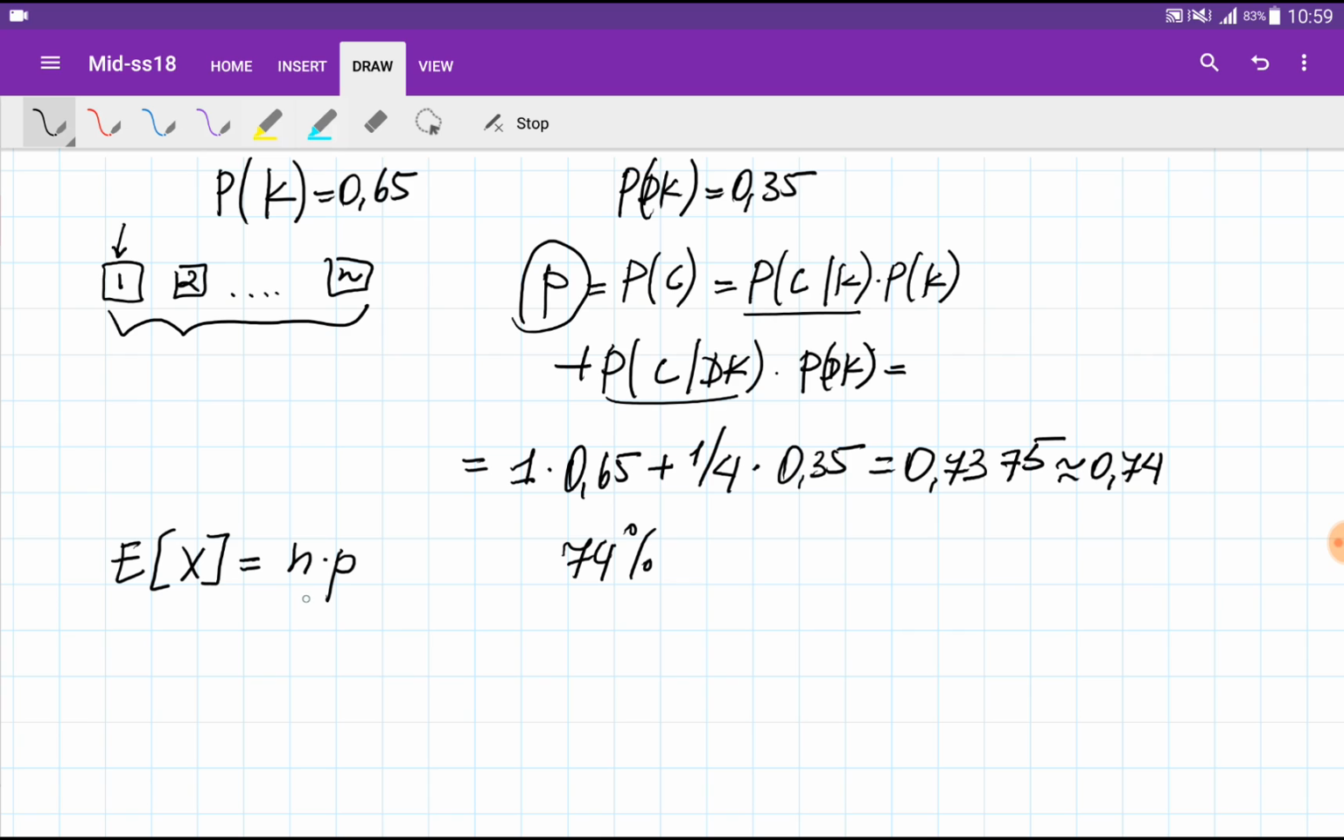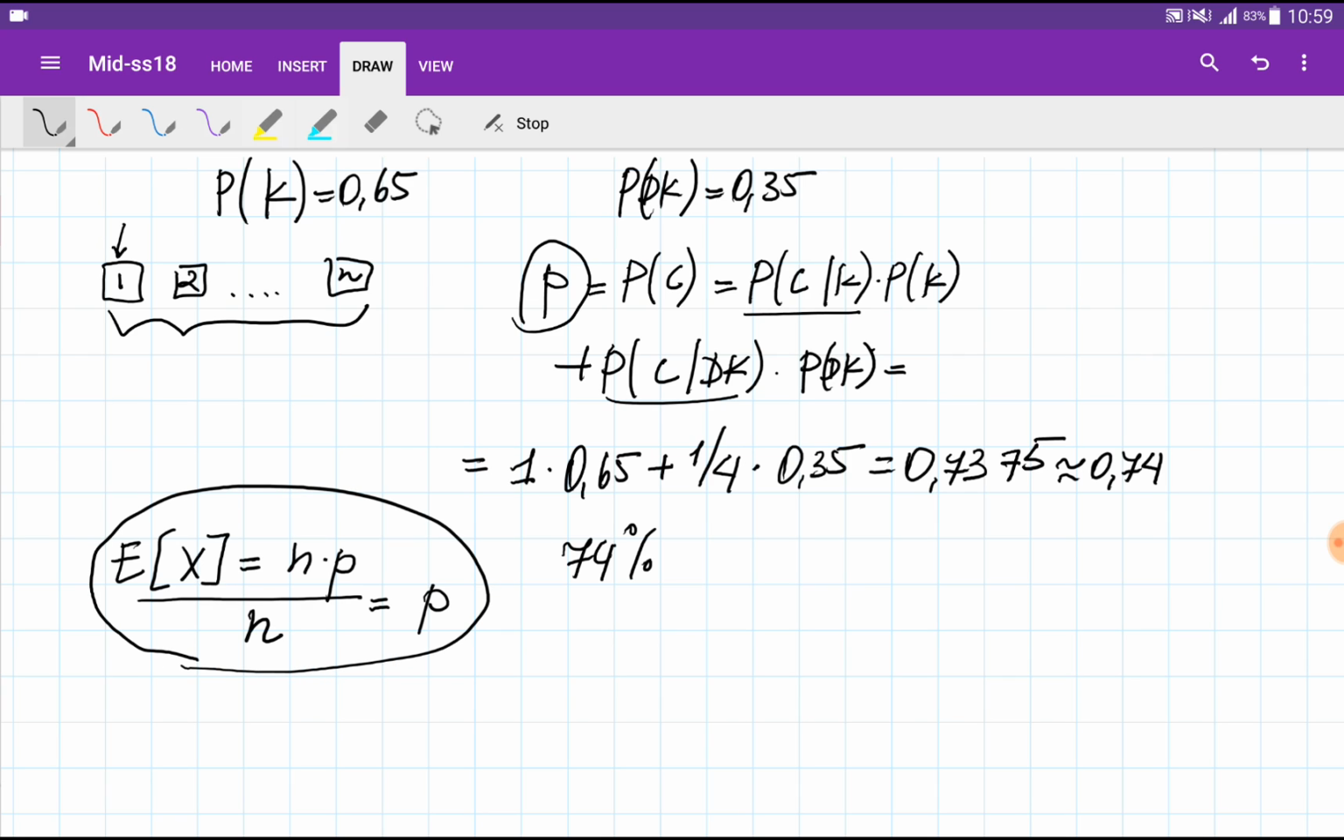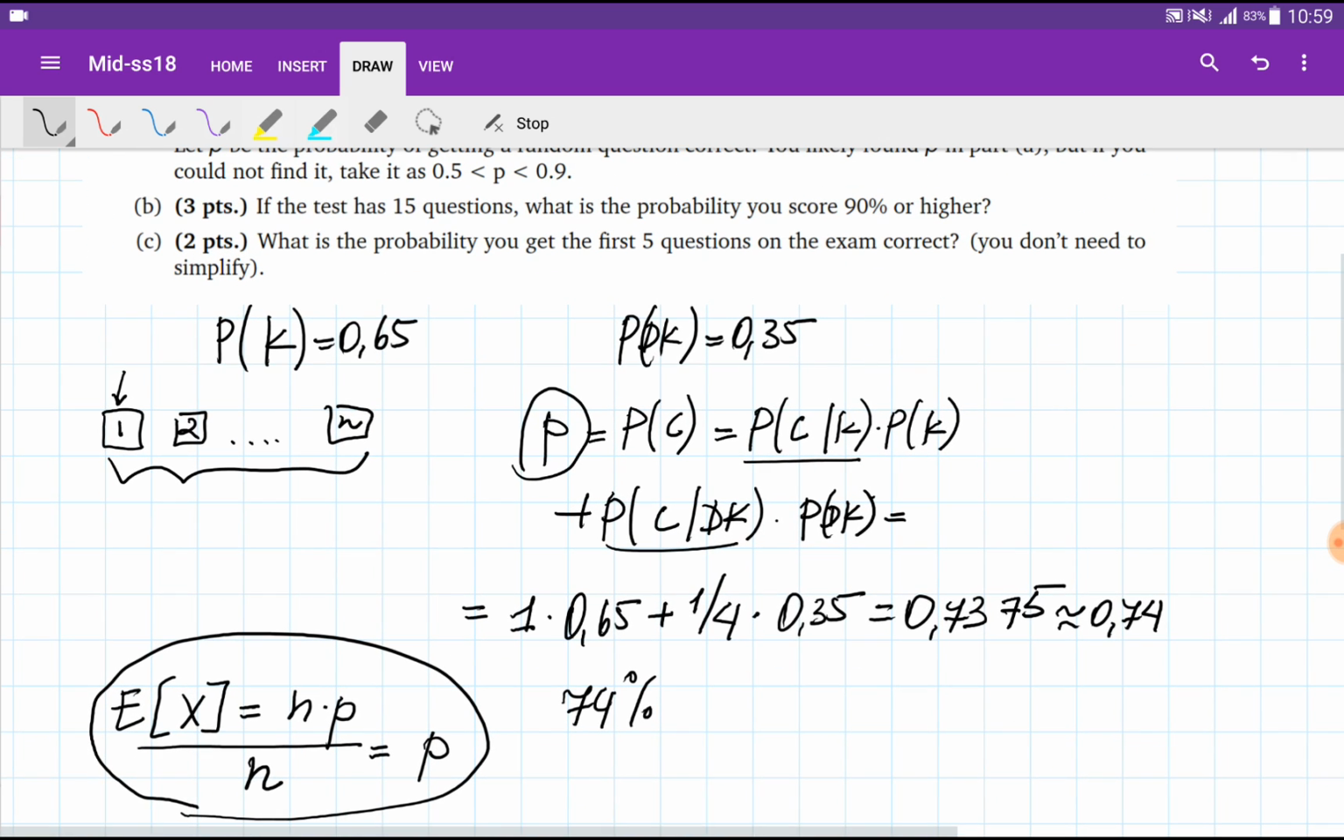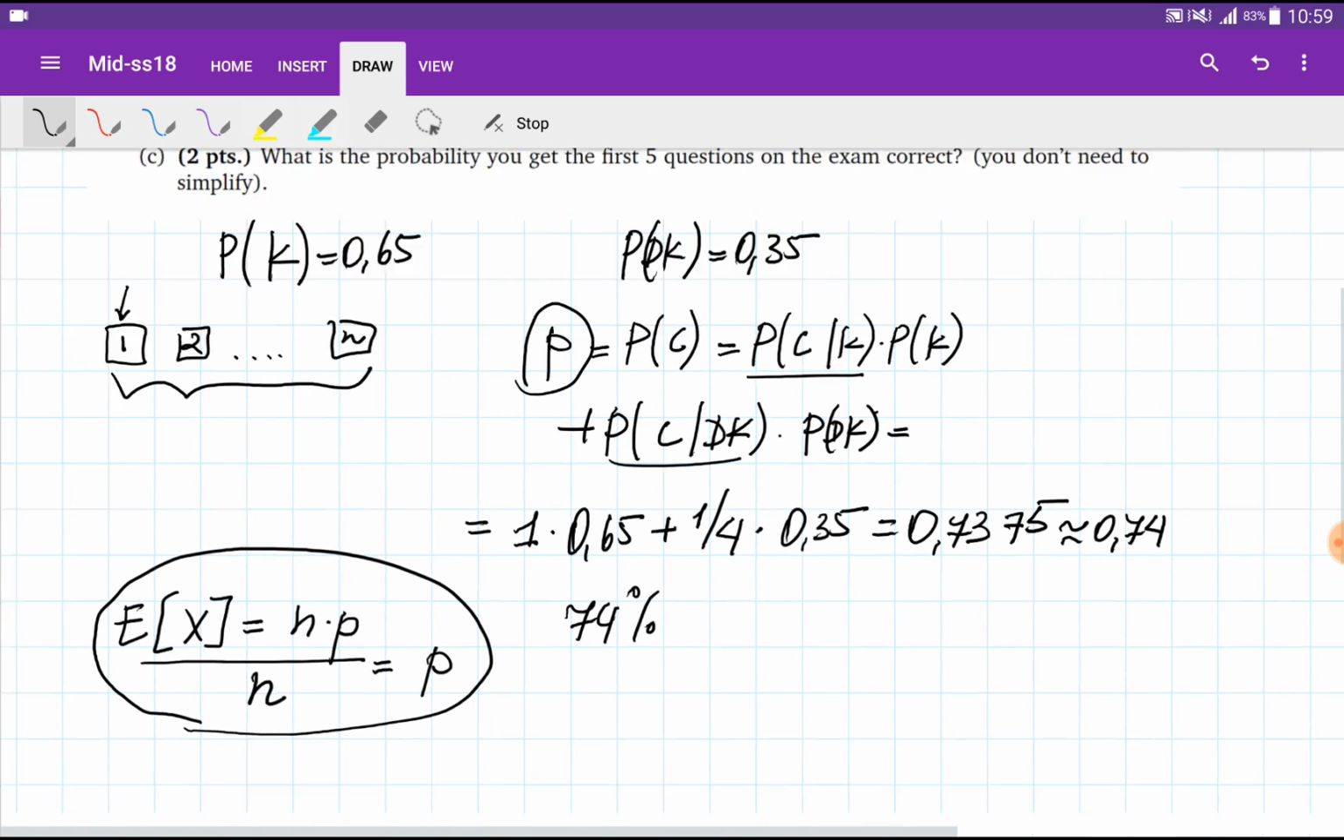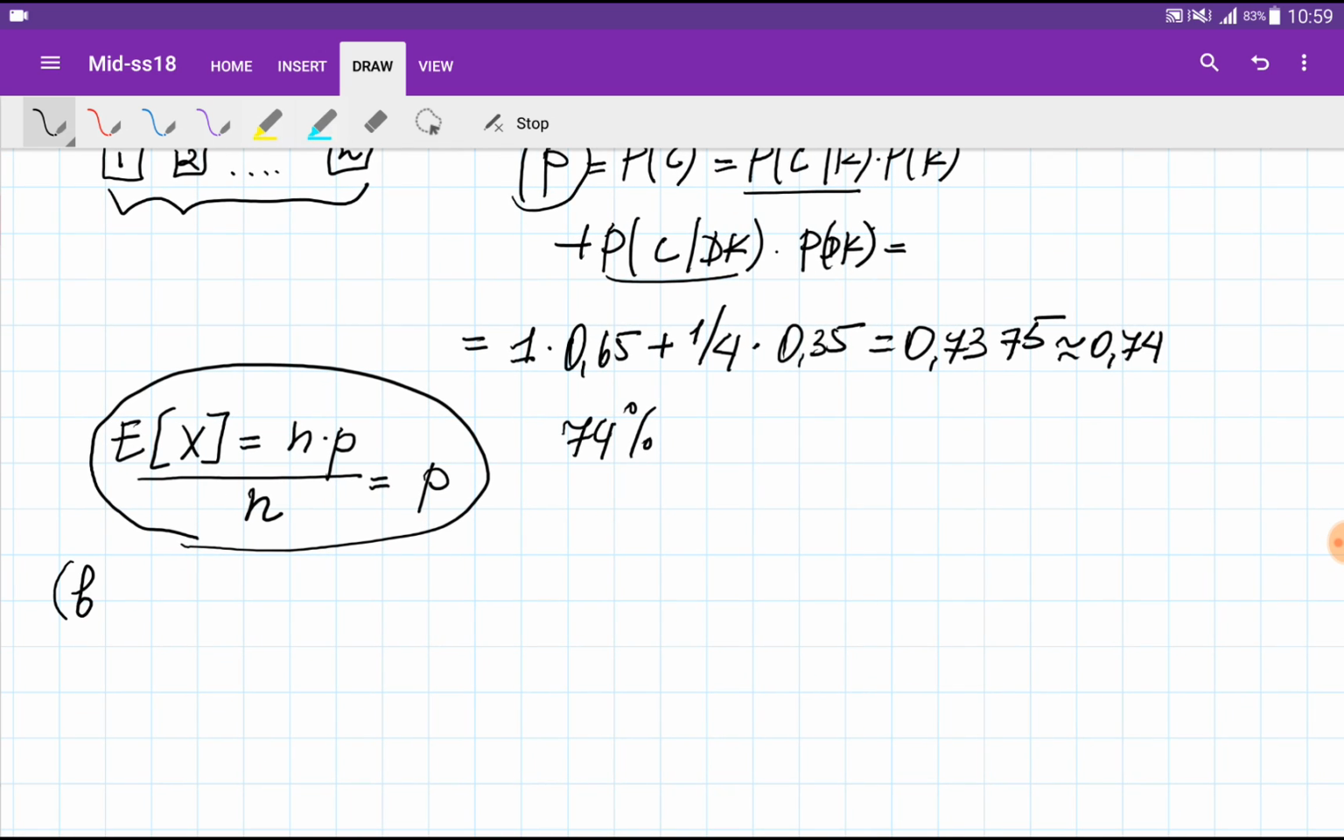Basically, we need to divide the number of correct answers by the number of questions, which will be simply p multiplied by 100, right? So this is the percentage of correct answers, or the expected percentage of correct answers. And for question number 2, we need to evaluate the probability.